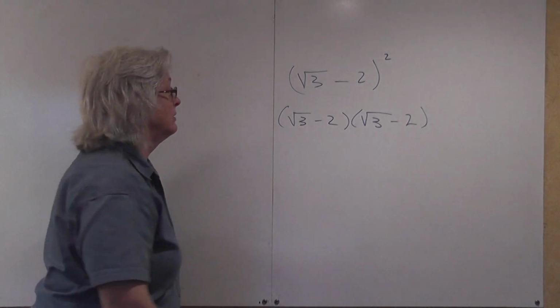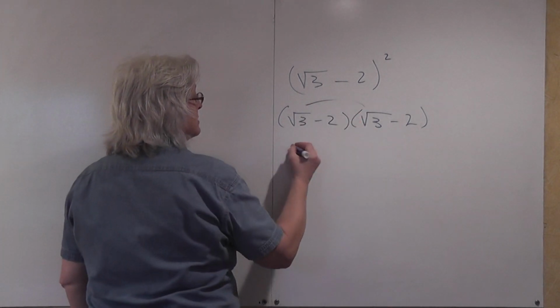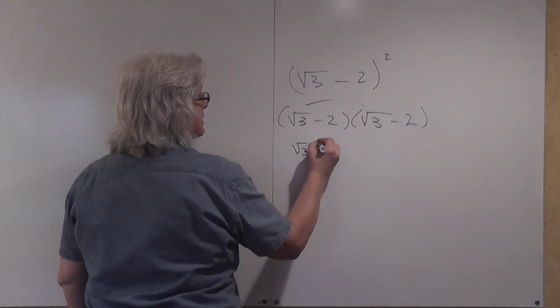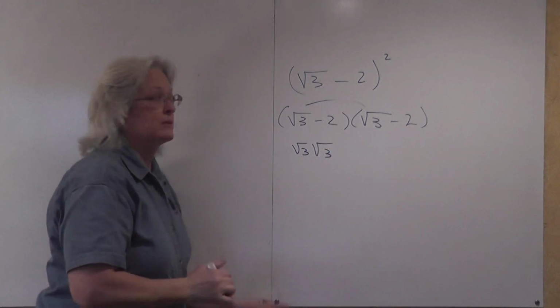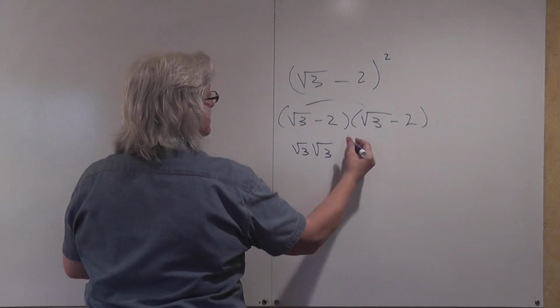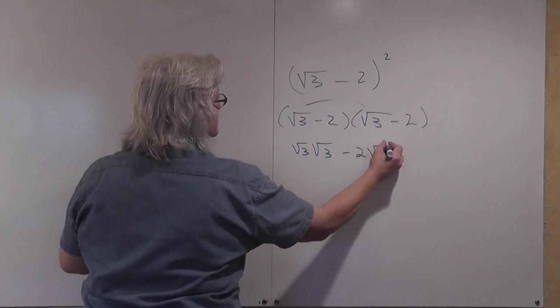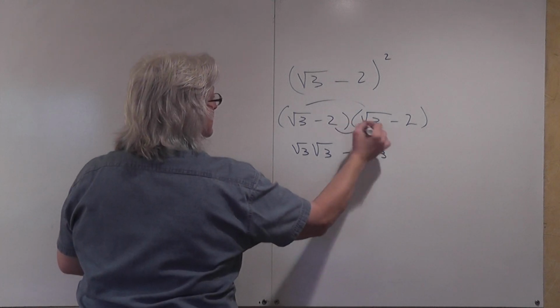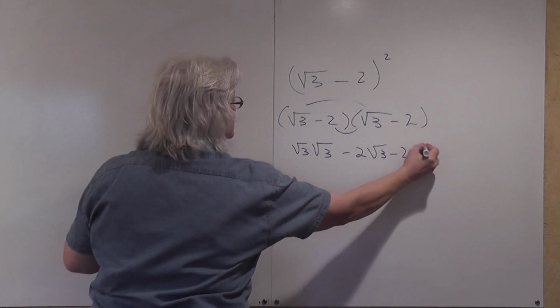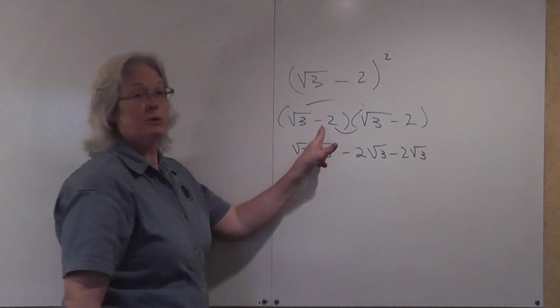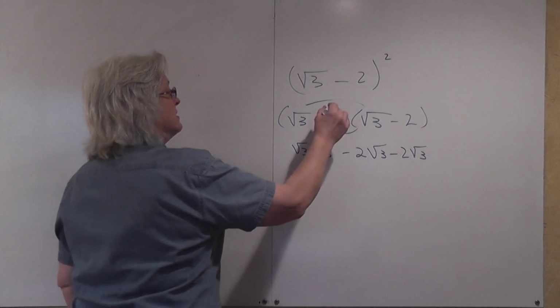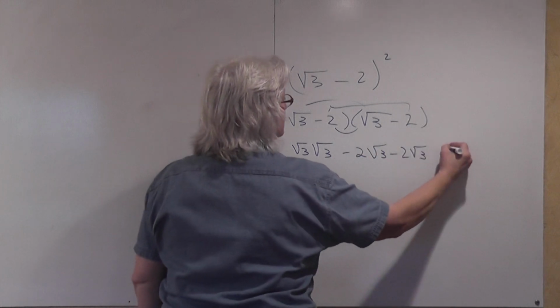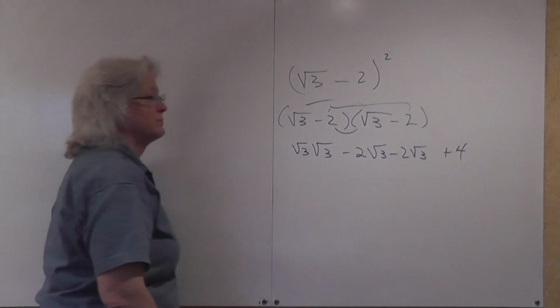Yes, you can. Product of the first terms, we have the square root of 3 times the square root of 3. The outer terms, minus 2 times the square root of 3. The inner terms, minus 2 times the square root of 3. The product of the last terms, negative 2 times the negative 2 is a positive 4.